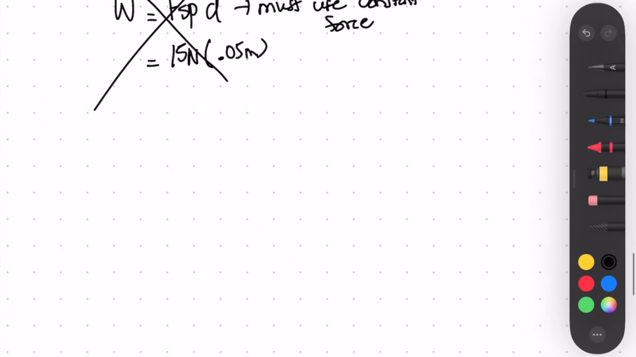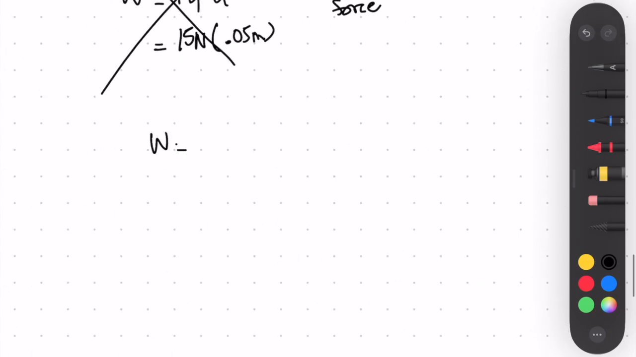So instead, what we're going to have to do is consider work in another term, which is looking at the work energy theorem. Work is equal to the change in energy that we observe in the system. And we know that the change in energy observed here is going to simply be as a result of the spring potential energy.